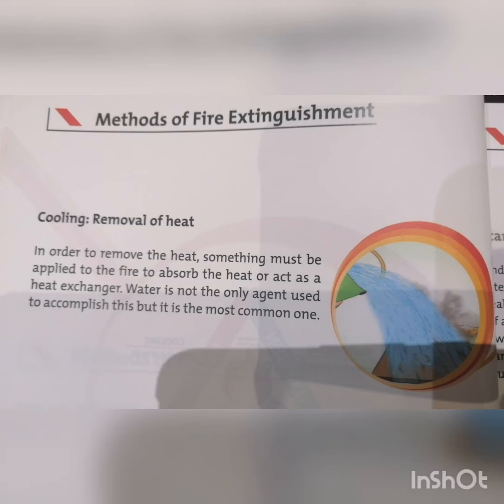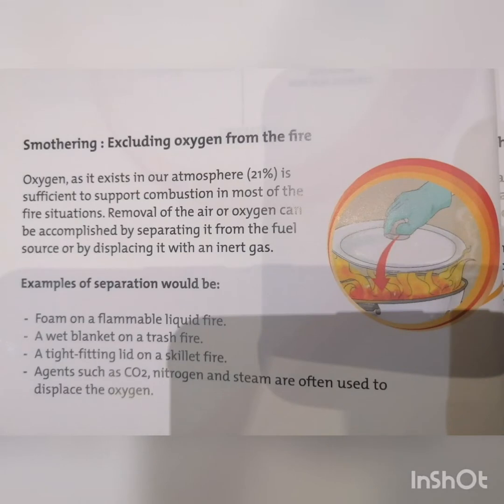Number 1, you have the cooling system. You can also use water and other quick chemicals to stop fire. Then we're talking about smothering, right? That is number 2, smothering. This means excluding oxygen from the fire.